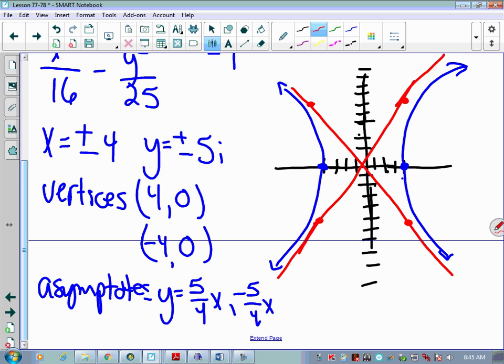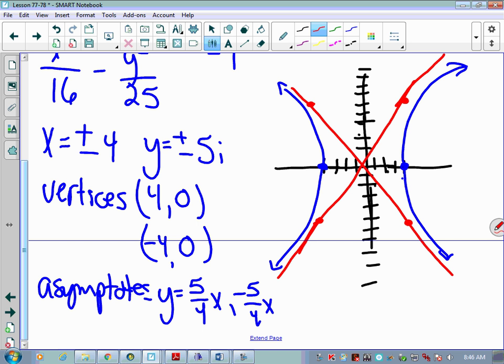Does that make sense? Now, the reason I mention the positive and negative values in the i's is that if y had been, let's say, just positive and negative 5, and x had been positive and negative 4i, then x would have been negative, right? Then instead of having it open left and right, it would have opened up and down, okay? Does that make sense?